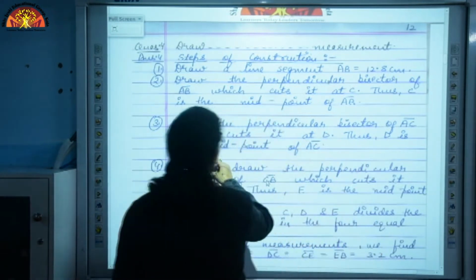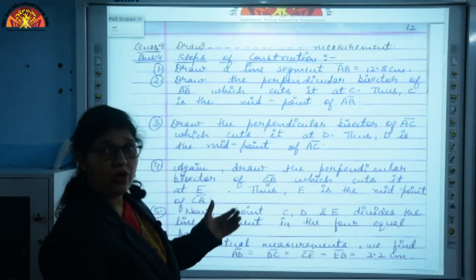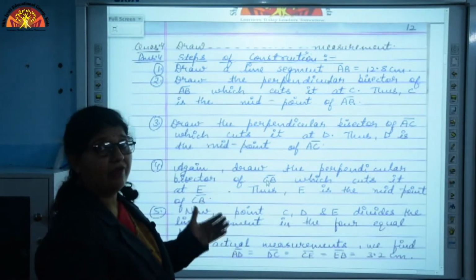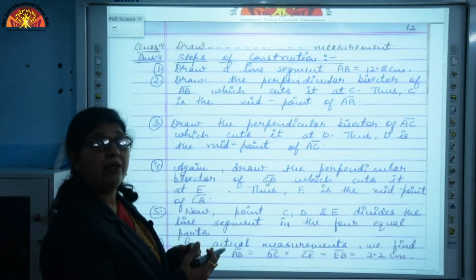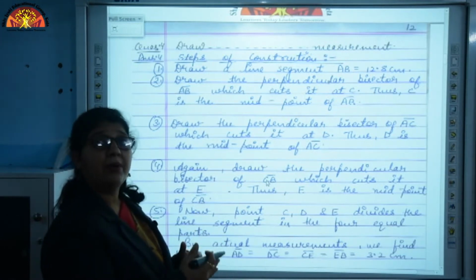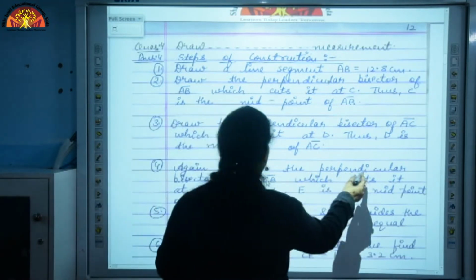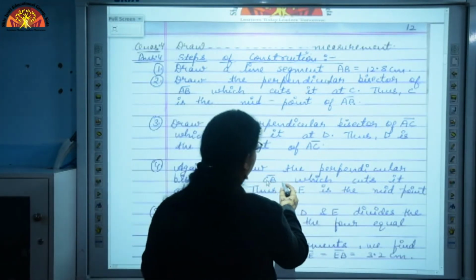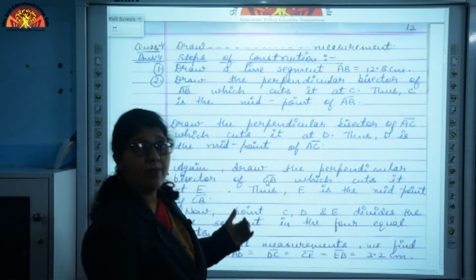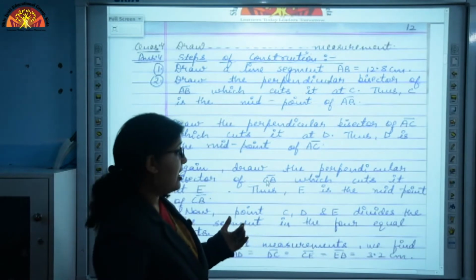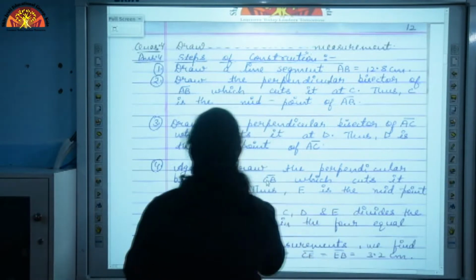Thus, D is the midpoint of AC. After that, again we draw a perpendicular bisector of the remaining line segment, which is divided into 2 equal parts. Again draw the perpendicular bisector of the CB, which cuts it at E. E is the midpoint of CB.